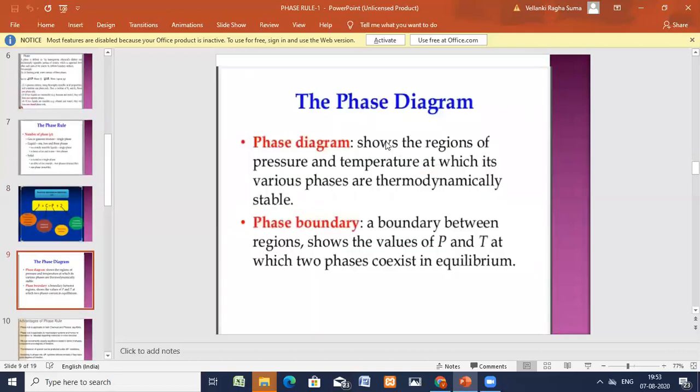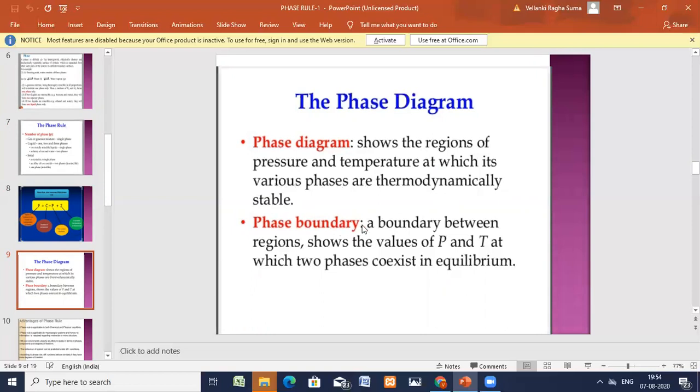Phase diagram. It shows the regions of pressure and temperature at which various phases are thermodynamically stable. Okay, later on we'll see a phase diagram. In that phase diagram, you will be seeing one component in different phases which are in equilibrium. So it shows the different regions of pressure and temperature at which various phases are thermodynamically stable.